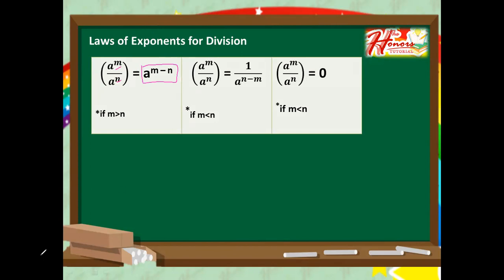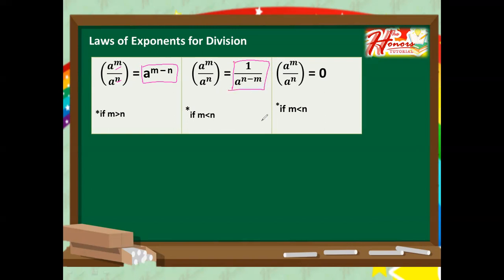Next, for the second one, we have here a raised to m over a raised to n. So the second one refers to when m is less than n. It is when the exponent of the numerator is less than the exponent of the denominator. So therefore, our solution will be this.